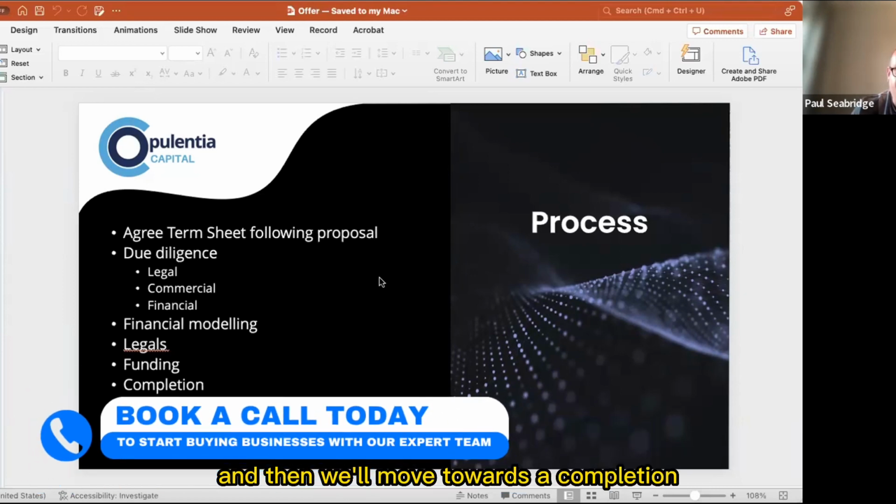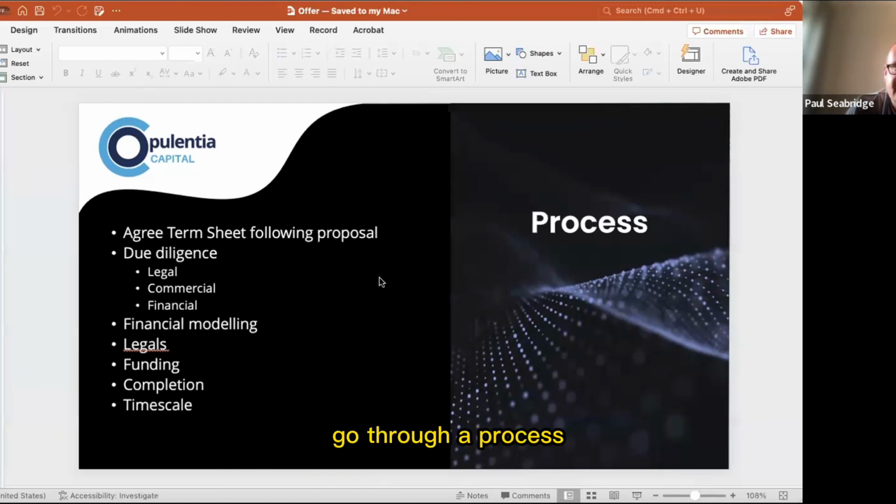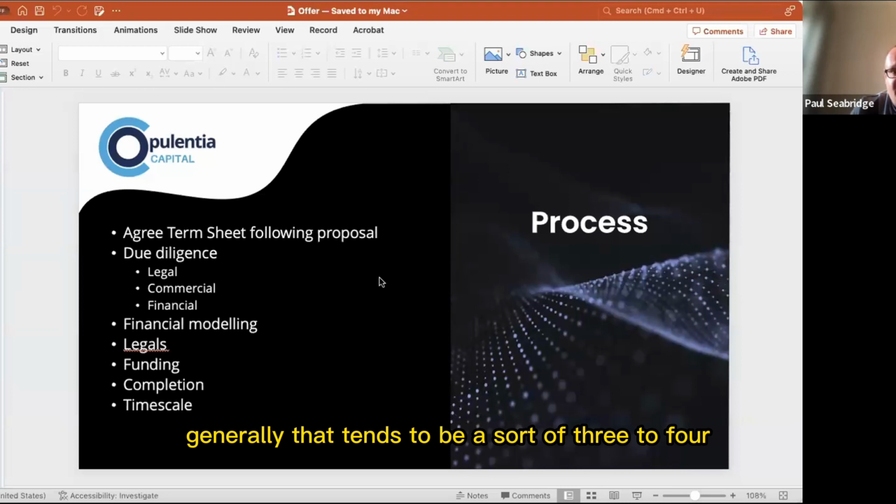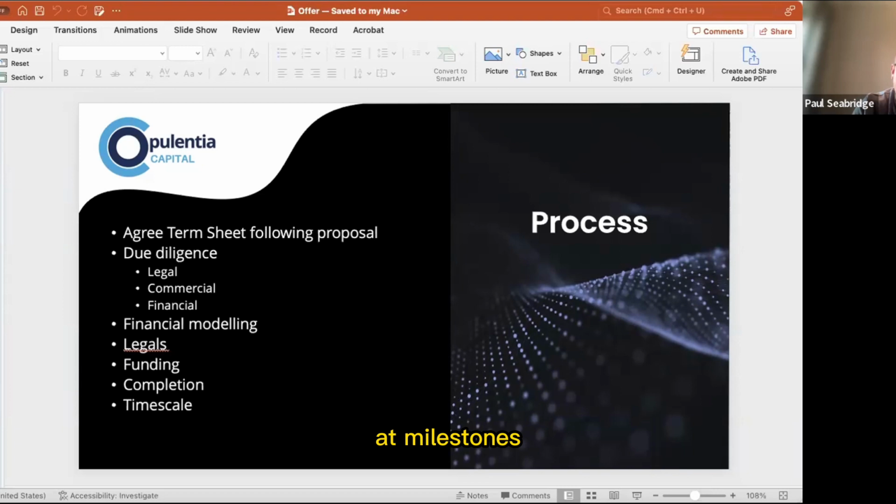And then we'll move towards a completion. Timescale is more dependent on them and how quick they will go through a process. Generally, that tends to be a sort of 3 to 4 month process from signing the term sheet to a completion to work through all of those key milestones.